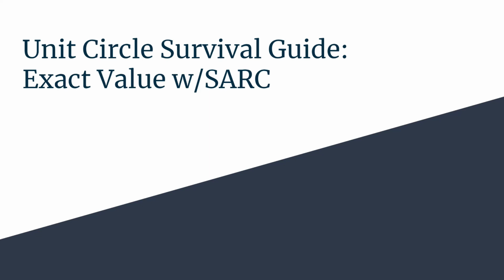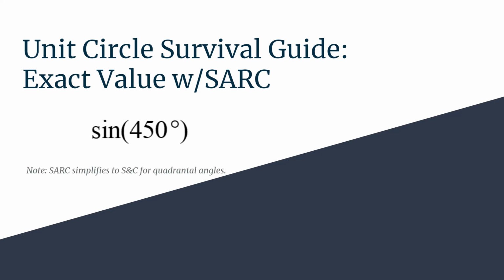In this unit circle survival guide, we're going to find an exact value using the S.A.R.C method. So we're going to be looking at the sine of 450 degrees today. We'll get more into this in just a minute, but 450 degrees is actually a special angle that allows us to simplify the S.A.R.C method. It's what we call a quadrantal, and all that means is that the terminal side of the angle falls on an axis. So S.A.R.C will simplify just to the first step and the last step, so we'll call it S and C.